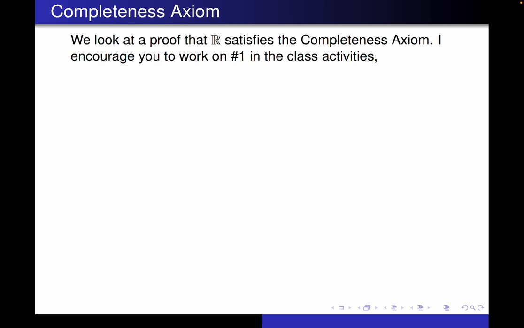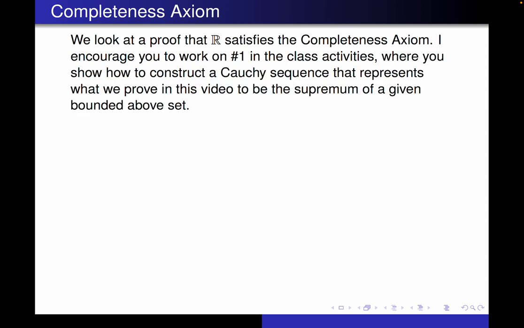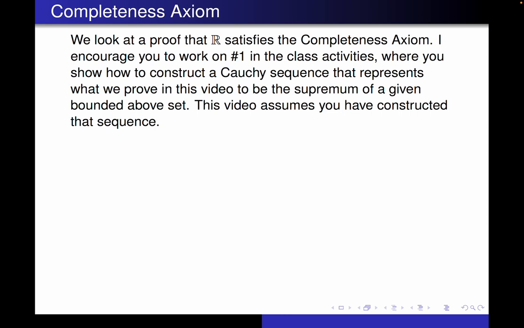The reason why is that's where you're going to construct the Cauchy sequence that represents the number that turns out to be the supremum of our bounded above set. However, I should say, while we assume that you have constructed that sequence, we're going to show you all the properties that you need to understand the proof. So you don't actually have to know exactly what the sequence is, but it's helpful to know in general so that you can sort of justify what we're doing in this proof.